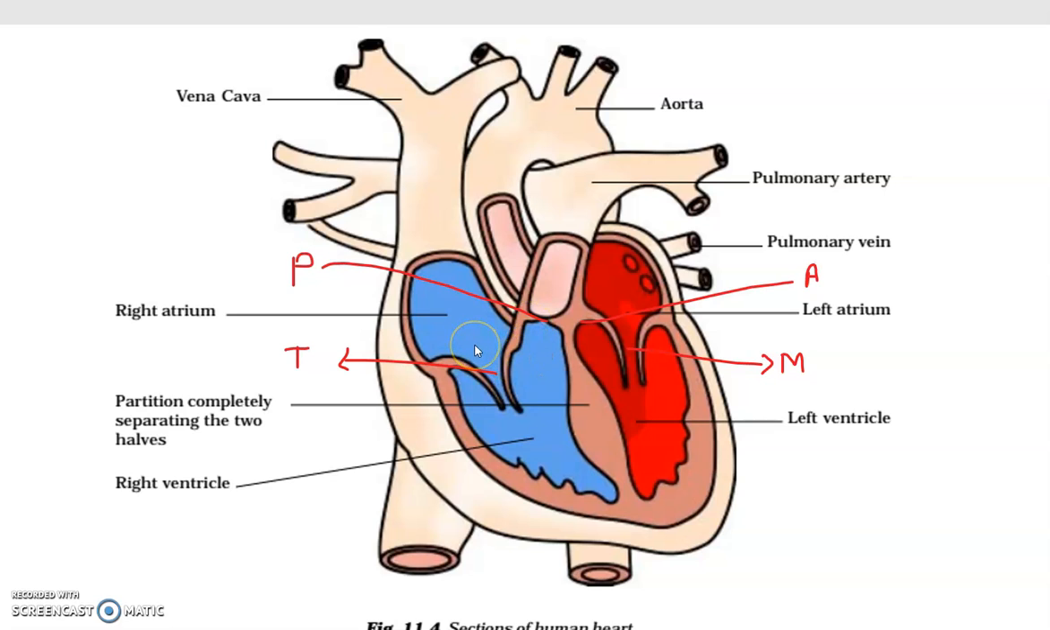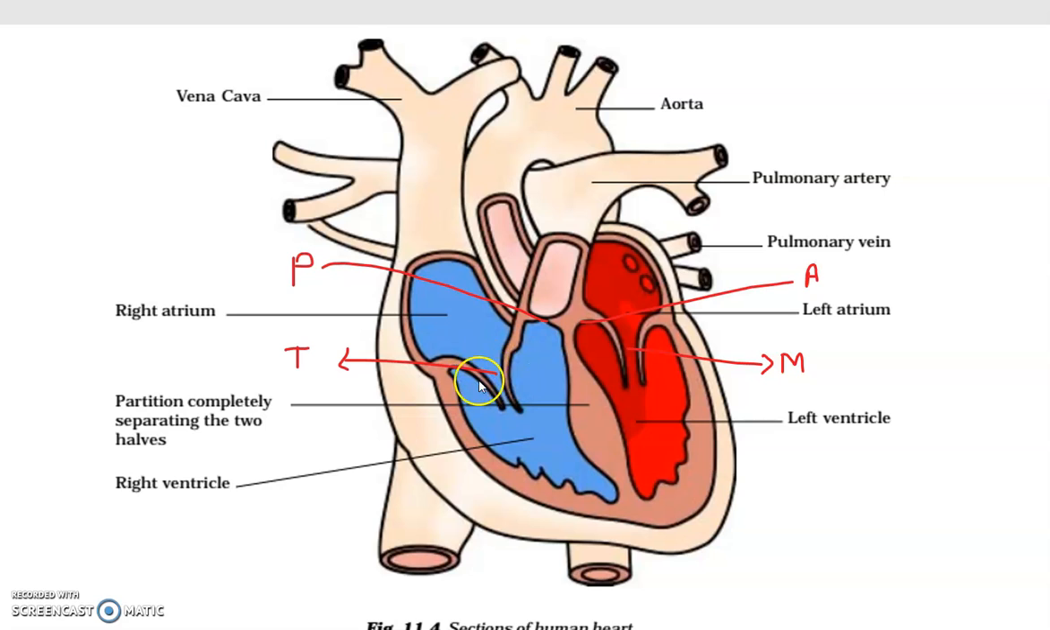Here, when the blood is coming down into the ventricle from the right and left atrium, these two valves are present here. This valve is called the mitral valve, and this valve is called the tricuspid valve. It is called tricuspid valve because there are three cusps in it. And this is called mitral valve, or bicuspid valve also, because here there are two cusps.